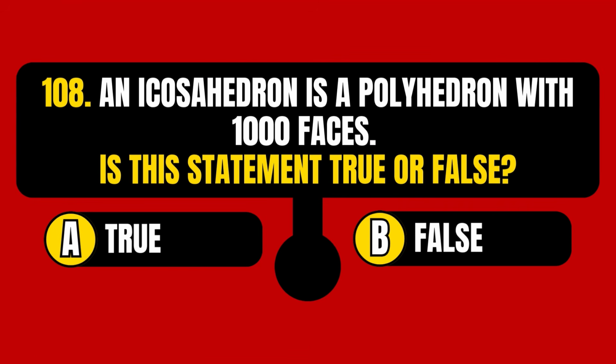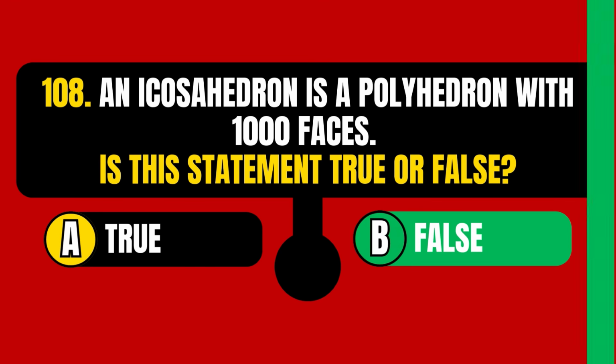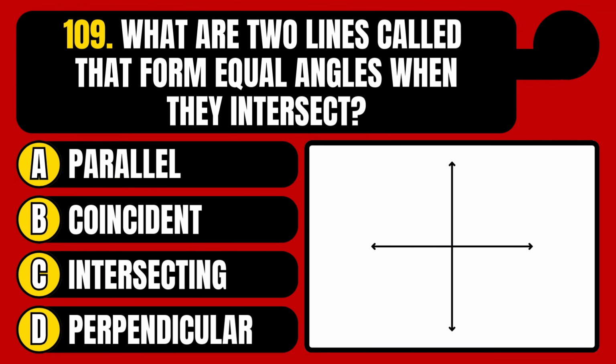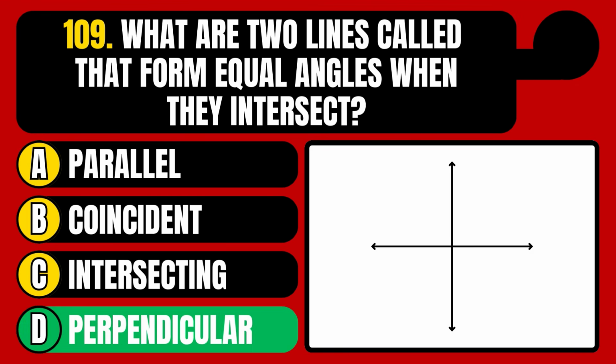An icosahedron is a polyhedron with 1,000 faces. Is this statement true or false? The statement is false. What are 2 lines called that form equal angles when they intersect? Parallel, coincident, intersecting, or perpendicular? The correct answer is option D, perpendicular.